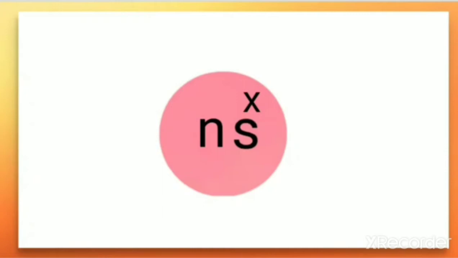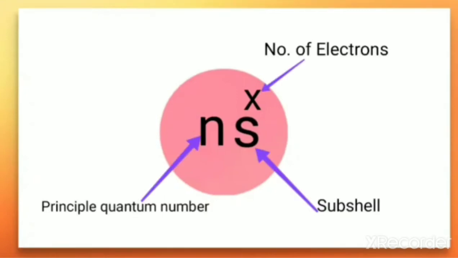Here, n is the principal quantum number, s is a subshell, and x is the number of electrons. That means it can be indicated by the principal quantum number and its respective orbital along with the number of electrons present in it. So it shows that in the n principal quantum number, the subshell is s and which consists of x number of electrons.